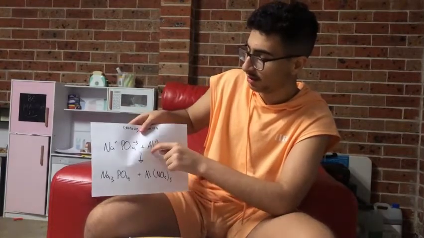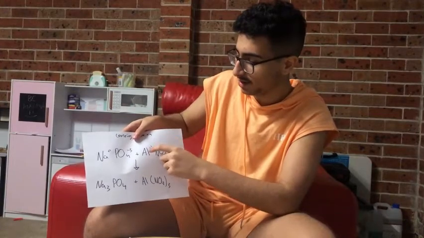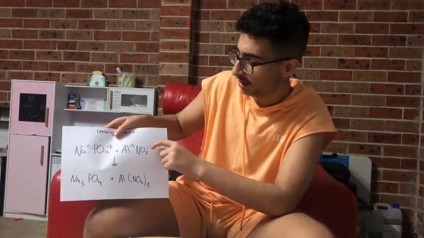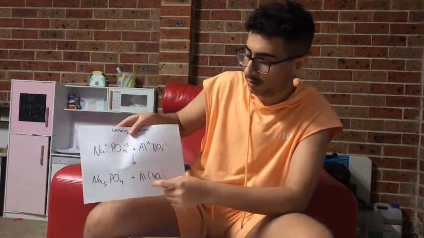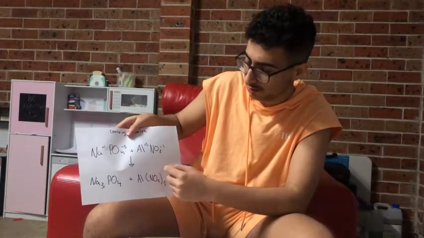Now on the same side here, for aluminium and nitrate. Aluminium's valency is +3 and nitrate is -1. All you have to do is drag it down, the 3 down here, and the -1 down here. They become Al1 and NO3 bracket 3.